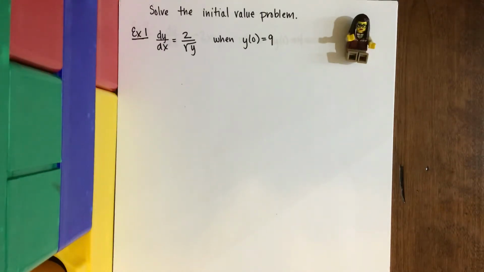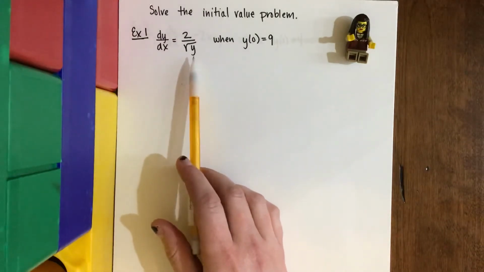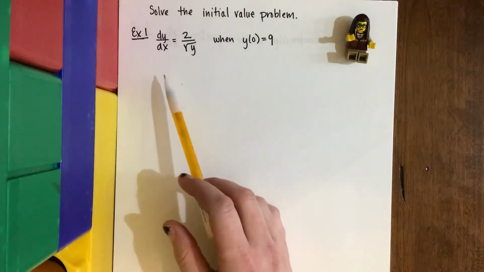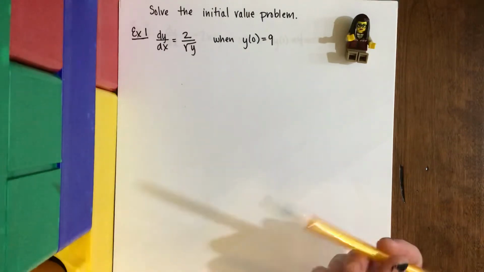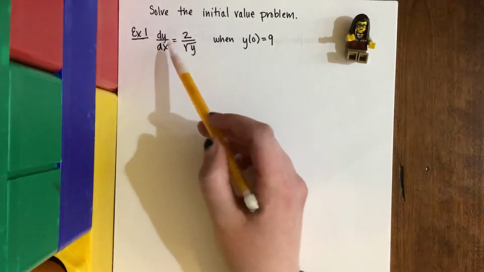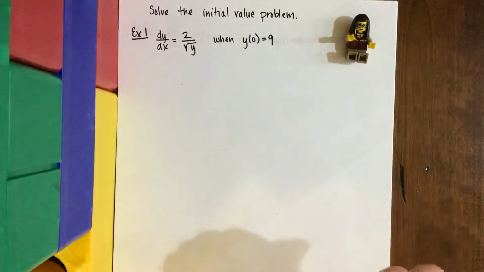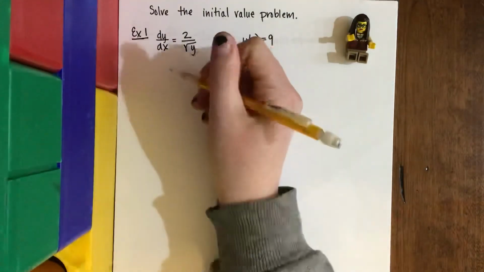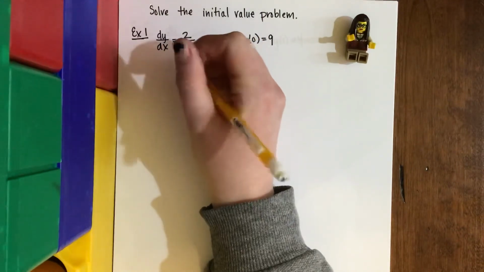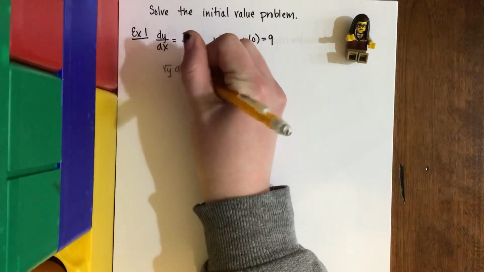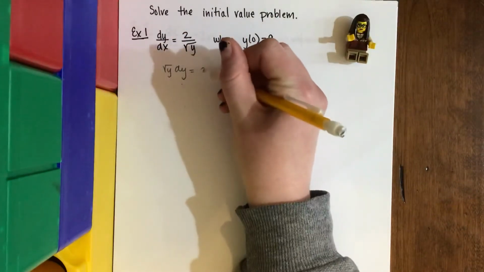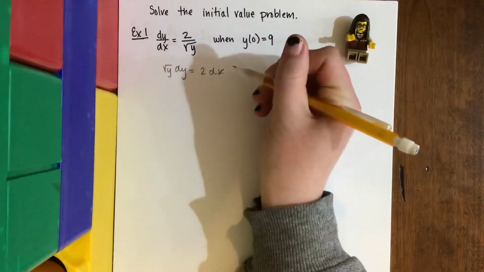Okay, so it says that we are going to look at this differential equation and solve the initial value problem. So we're looking to solve dy/dx equals 2 over root y when y of 0 equals 9. So the first thing I'm going to do is, obviously, I can see the y's and x's are on different sides, so I'm separating this. When I separate this, I end up with the square root of y dy equals 2 dx.